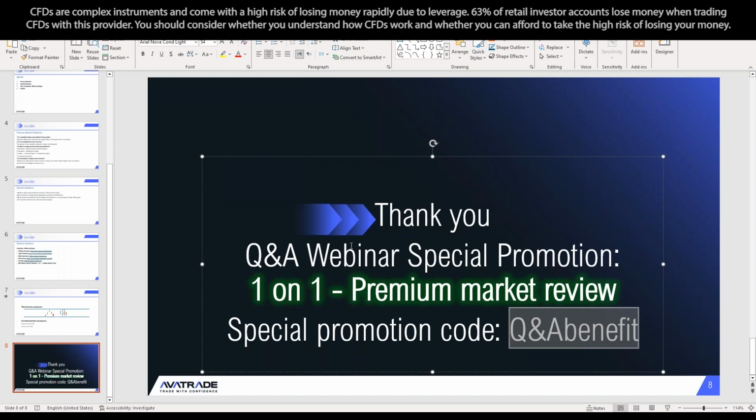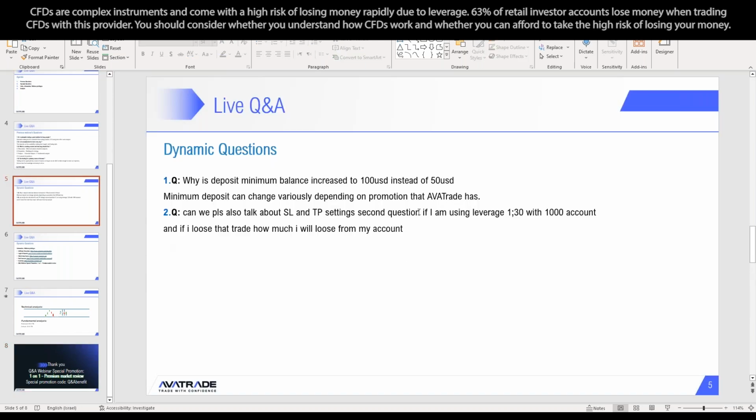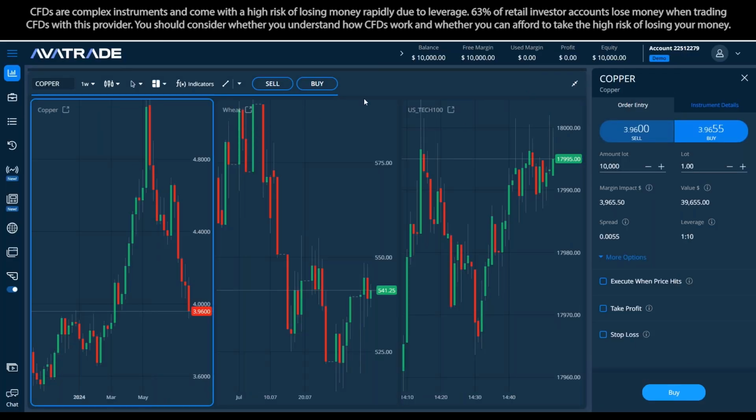And yeah, super useful. Now, regarding the stop loss and the take profit, let's quickly hover onto our copper. Stay with copper, why not?